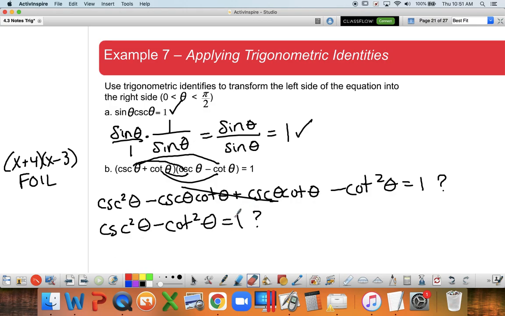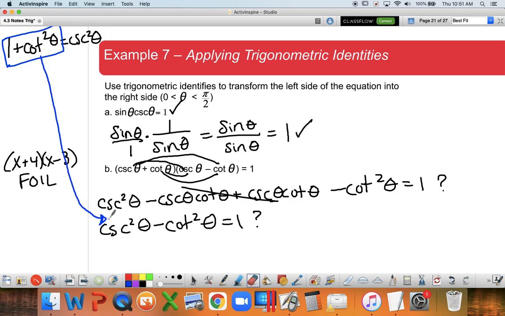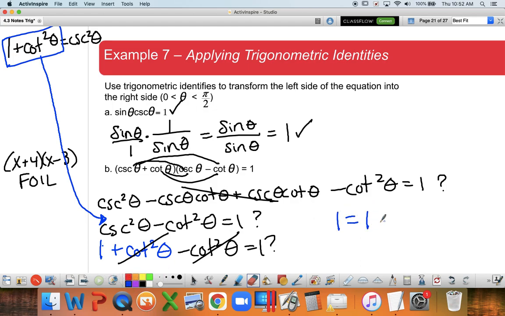Well, let's look at our identities that we have. Let's look at how we can use some of the identities that we have to really get this information. One of the identities that we have is that 1 plus cotangent squared theta equals cosecant squared theta. So why don't we take this here and substitute it in where I see a cosecant squared. So this is now 1 plus cotangent squared theta minus another cotangent squared theta, and we want to see if that equals 1. Well, these 2 cotangent squared thetas are going to cancel each other out. So we wind up with 1 equals 1. And we have there shown that this whole thing that we started with, which is pretty ugly, right, is equal to 1.